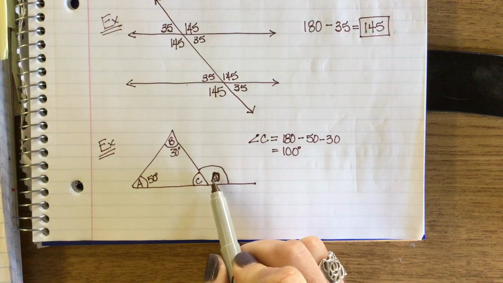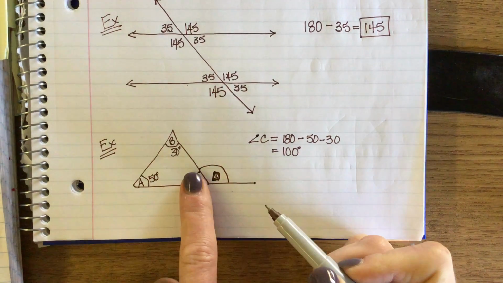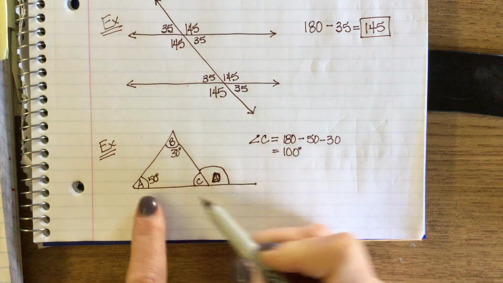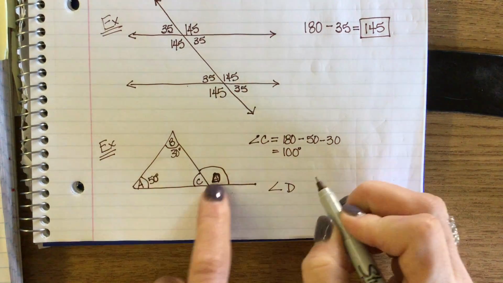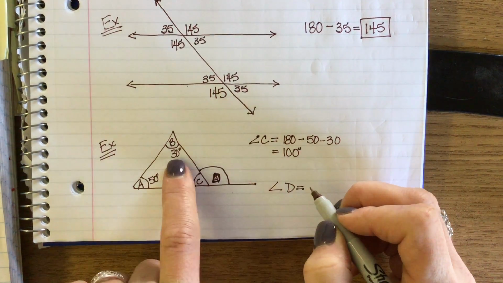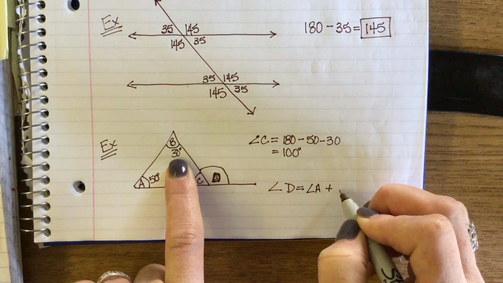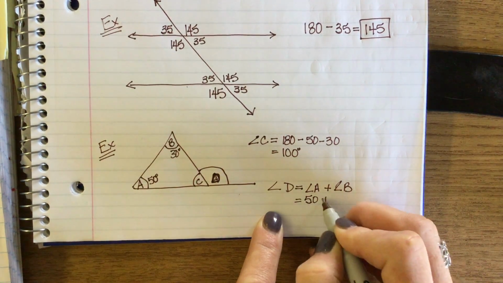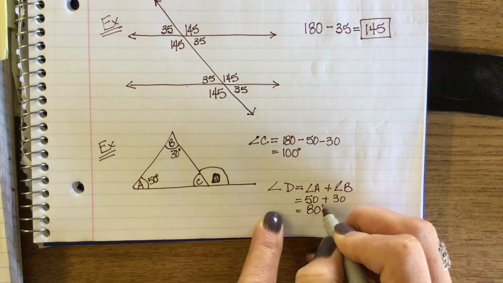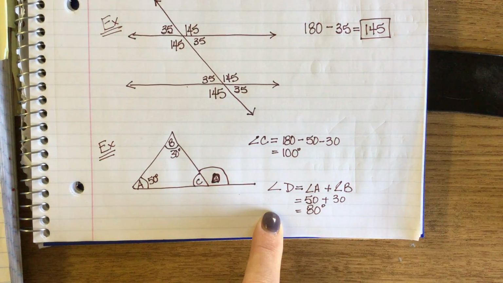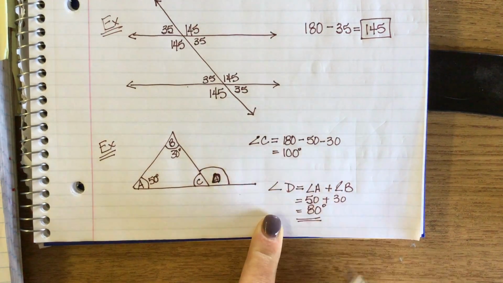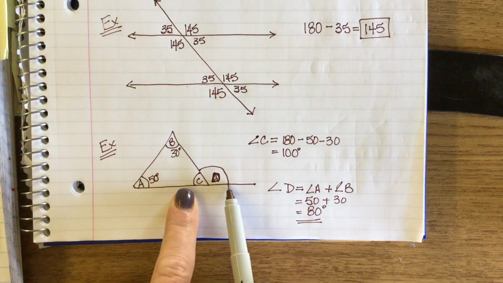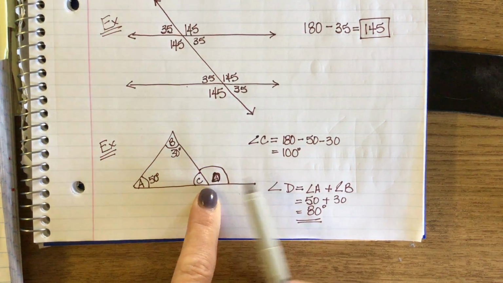Now, we could have done this two ways. I know that I found angle C, but what if I wasn't asked for angle C? Do I really need to find C to find D? No. All I have to do, angle D is equal to angle A plus angle B. That equals 50 plus 30 is equal to 80 degrees. And I know that because if angle C is 100, they're supplementary angles, so they both have to add up to 180, don't they? Does this add up to 180? Absolutely.